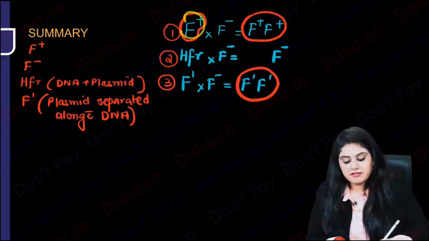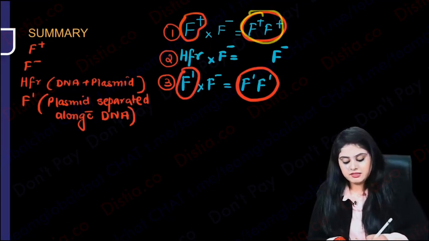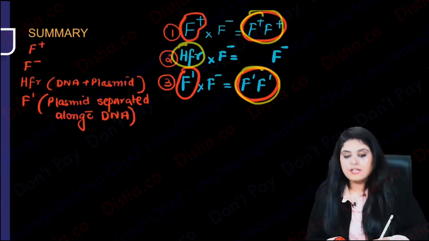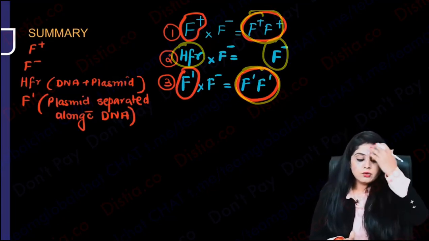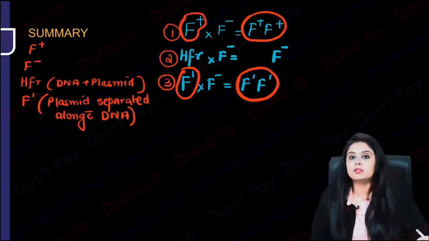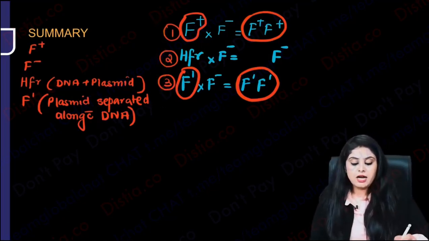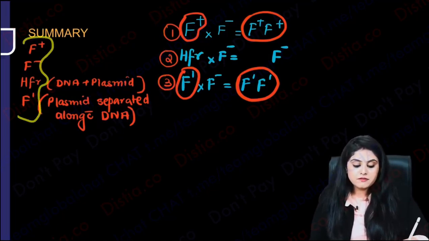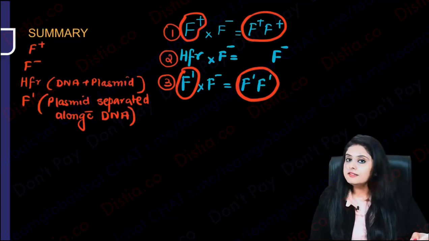So simple, if it is F plus and if it is F prime, whatever is the starting, that remains the ending for both. But if it is HFR, then the female is not going to convert, and that is the entire summary of this pathway. Coming to, ma'am, are you only going to transfer the fertility factor? Can nothing else get transferred?